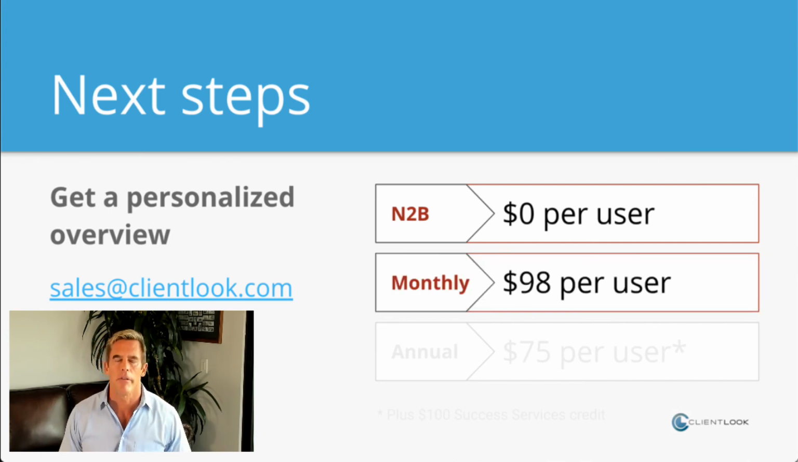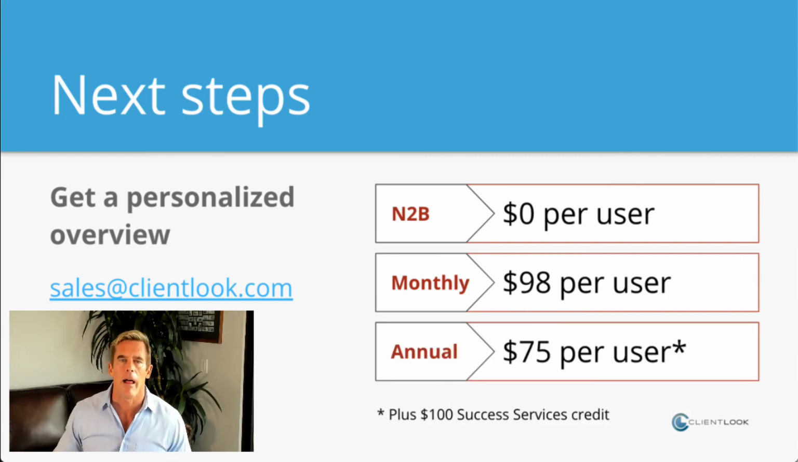Now, next we have a month-to-month rate, which is our most flexible option at $98 per user. And if you're still testing the waters with ClientLook, then this is a great option. It's our highest effective rate, but you can cancel anytime. And if you do start with this higher rate, you can always convert your monthly plan into an annual plan anytime. And this can dramatically lower your costs.